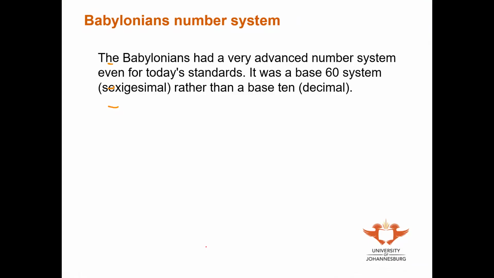So the Babylonian number system had a very advanced number system, even by today's standards. It was base 60. Base 60 is what we normally call sexagesimal, okay? And what we are using right now is not base 60, but base 10, which is called decimal. Okay.